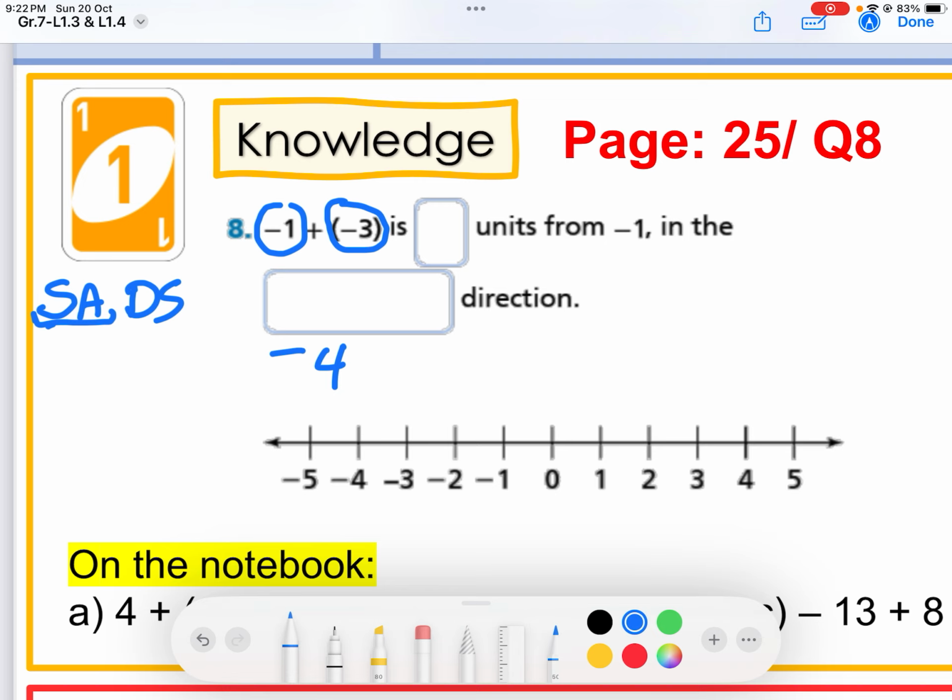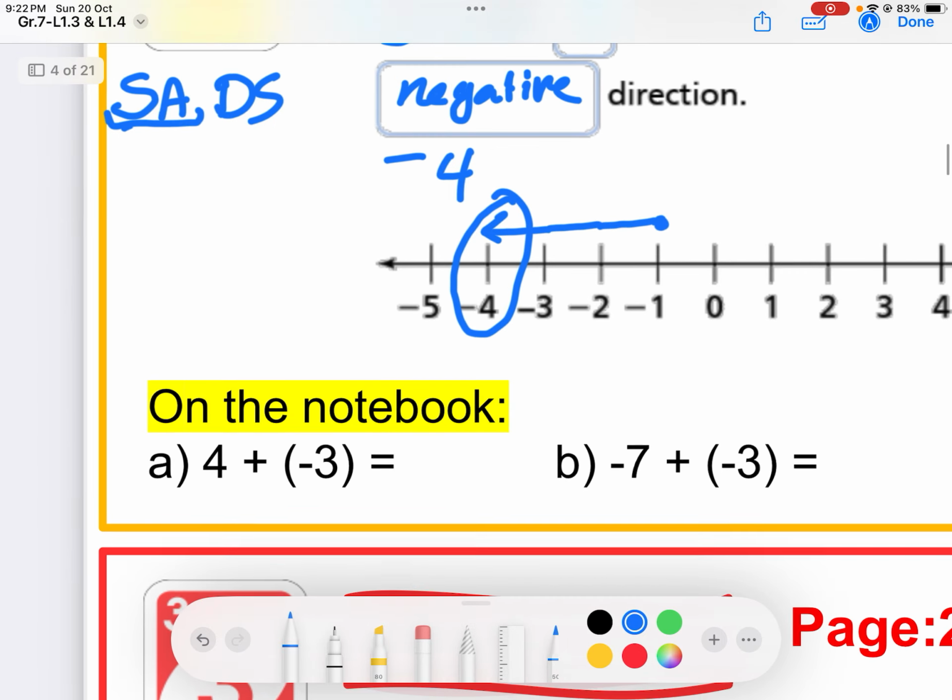It's how many steps away from -1, as you can see here. If you want to do it using a number line, I start at -1, and then I go 3 steps to the left. So 1, 2, 3. It is 3 units away from -1, in the negative direction. Where did I stop? I stopped at -4. So this is how you do it by using the number line. But follow the rule, SADs, it will be easier for you. Okay, let's solve more questions applying the same idea.